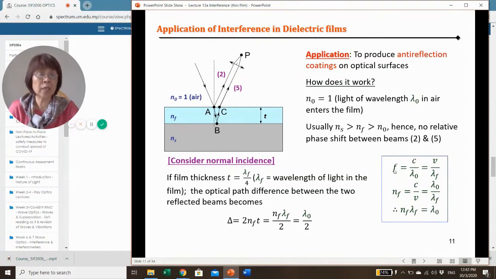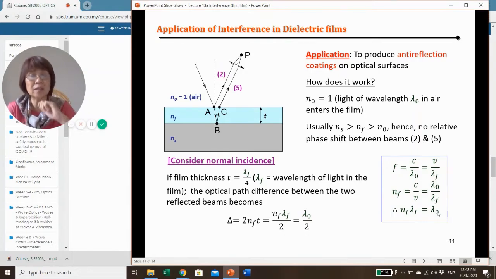Well, we know that the frequency of light is related to the speed in air and the wavelength in air, and that is also equal to the speed in the medium divided by the wavelength in the medium. And we also know that the refractive index of the medium is given by the ratio C over V. So in that case, C over V will give you lambda 0 over lambda f. Therefore, n f lambda f would be equal to lambda 0.